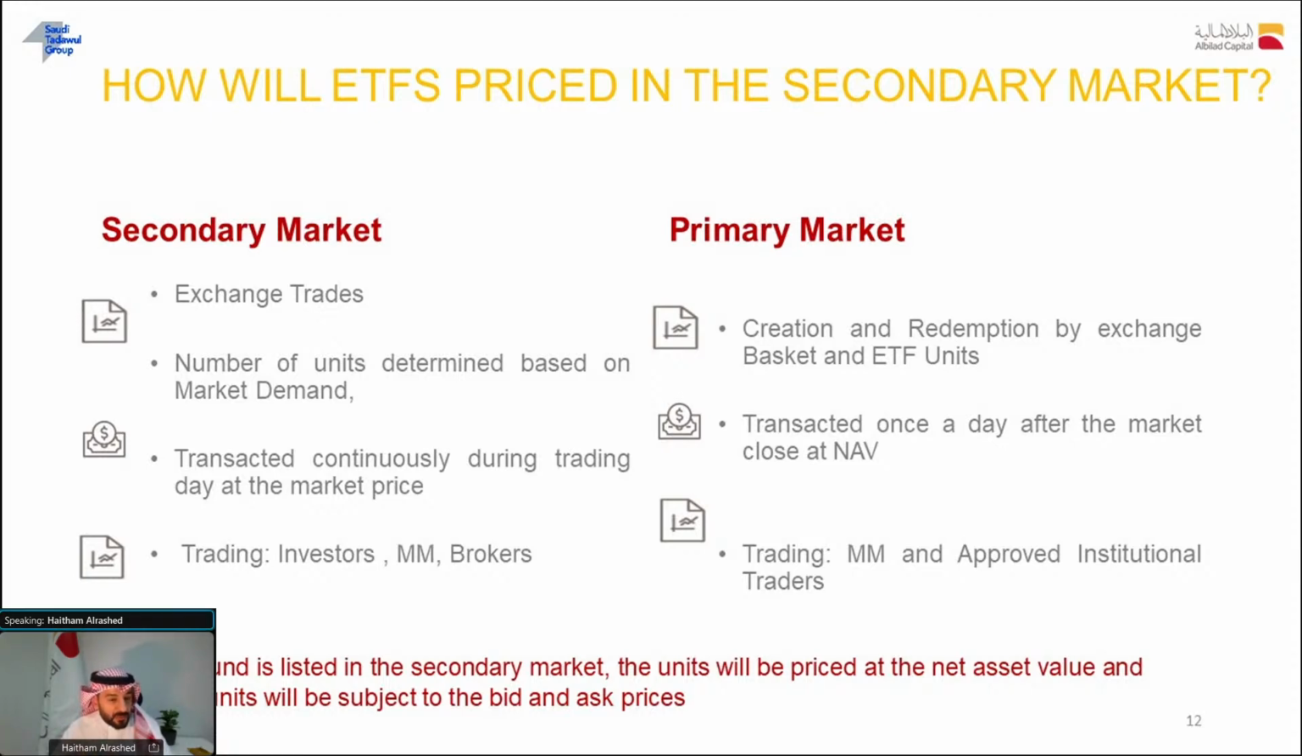The secondary market is where the trading transactions happen. Those who trade on the secondary market are investors, market makers, and brokers, globally called authorized participants. On the other side, the primary market handles creation and redemption. Creation and redemption is similar to subscription and redemption when we talk about a mutual fund. For an ETF, it's called redemption and creation: creating new units and redeeming or terminating these units.